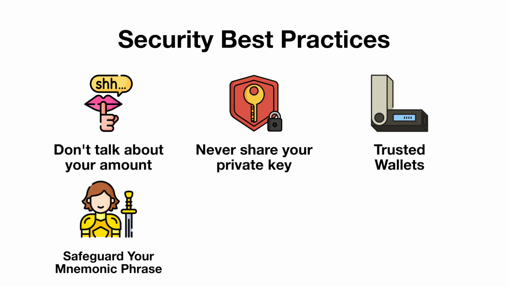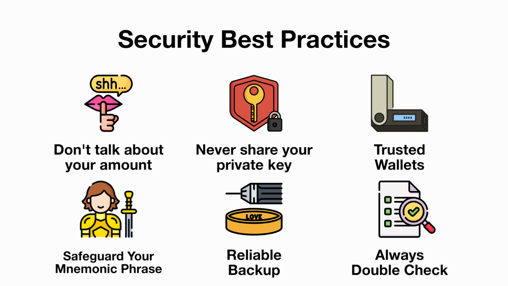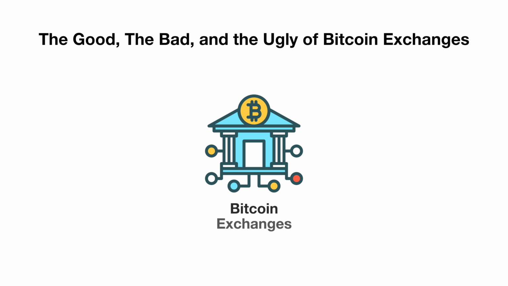Safeguard your 24-word seed phrase. Keep backups in secure, separate locations. Create a reliable backup. Put your seed phrase in steel and store it in a safe place, so it is resistant to natural disasters like fires or flooding. Verify addresses. Always double-check recipient addresses to avoid sending funds to the wrong destination. Bitcoin transactions are irreversible.